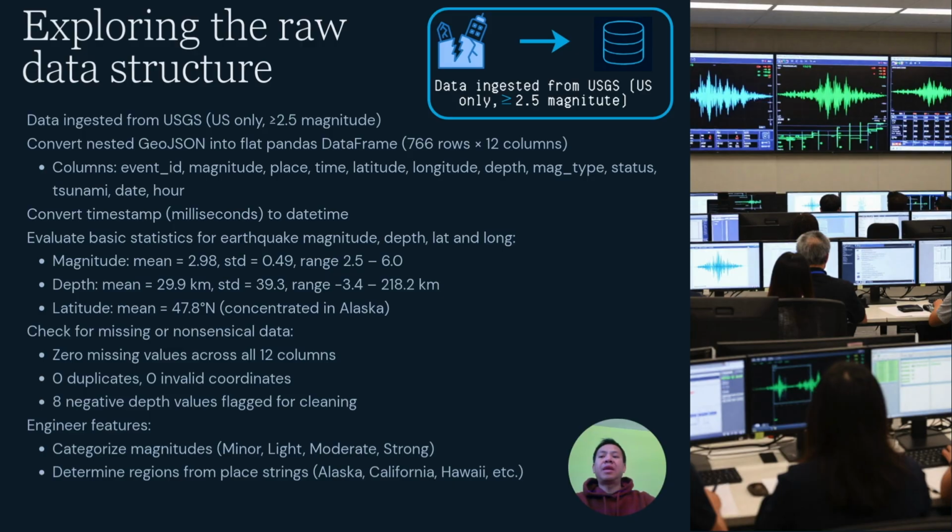Magnitude averaged 2.98 with a standard deviation of 0.49, ranging from 2.5 to 6.0. Depth averaged 29.9 km, ranging from negative 3.4 to 218.2 kilometers. The mean latitude of 47.8 degrees north confirmed the data is concentrated in Alaska. For data quality, we found zero missing values across all 12 columns, zero duplicates, and zero invalid coordinates. However, a negative depth value was flagged for cleaning. Finally, two features were engineered: magnitude category and region label extracted from the place string.